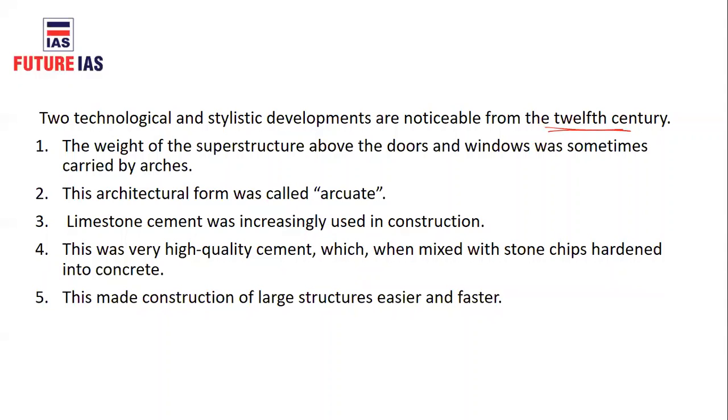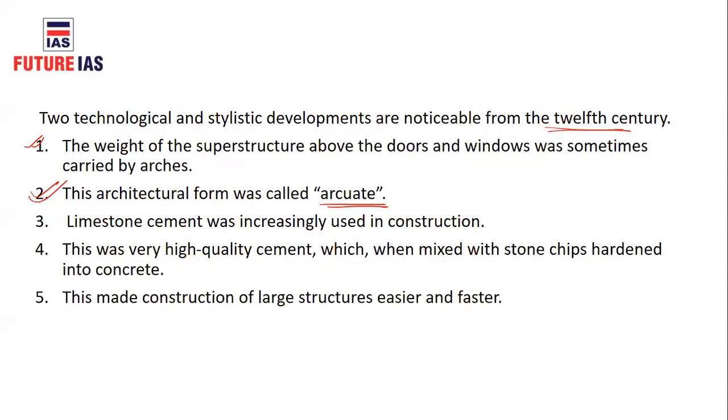Okay. Now, if you see those structures, you would find that the weight of the superstructure, which is in a dome shape, or the heavy superstructure above the doors and the windows, is sometimes carried by arches. So you have the arch-like superstructure. This architectural form, in the form of arches, is also known as arcuate architecture. And to make this arcuate architecture, you need cement also, right?